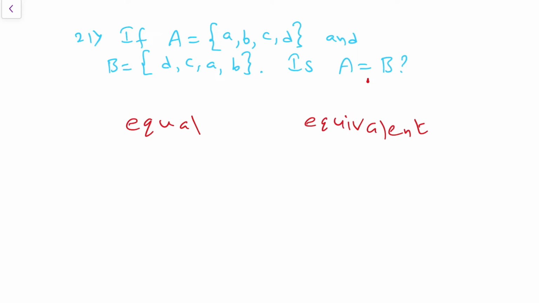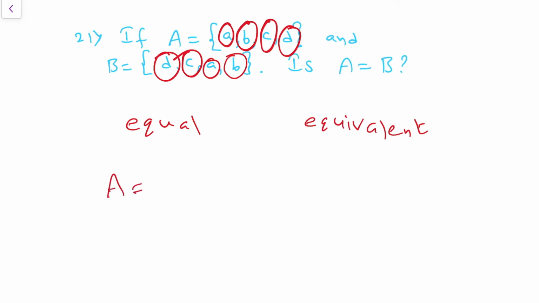Now let us check the question once. He is asking whether set A and set B are equal or not equal. Here element a is there, here also element a is there. Here element b is there, here also element b is there. Here element c is there, here also element c is there. Here element d, here also element d. Every element is the same. So that's why we can say that set A and set B both are equal to each other. Yes, set A is equal to set B.